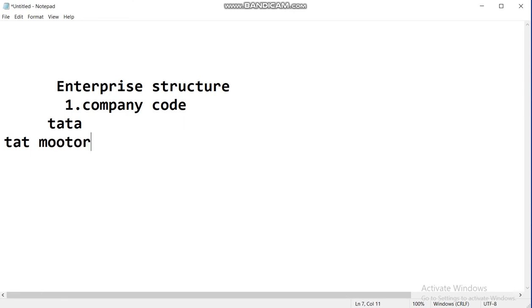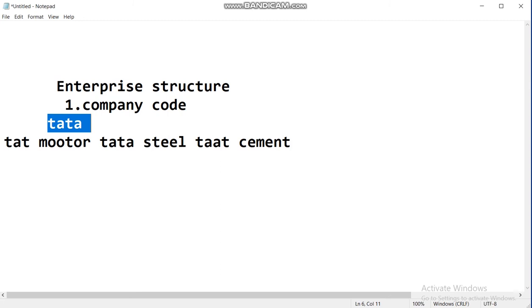Tata Steel, and Tata Cement, for example. So this is the Tata Group. In this Tata Group, we have Tata Motors, Tata Steel, Tata Cement. For these 3 companies, you should define separate company codes. Tata Motors will have a separate company code, Tata Steel should have a separate company code, and Tata Cement should have a separate company code. So in these scenarios, Tata is an organization. In this type of scenario, an organization will have multiple company codes.